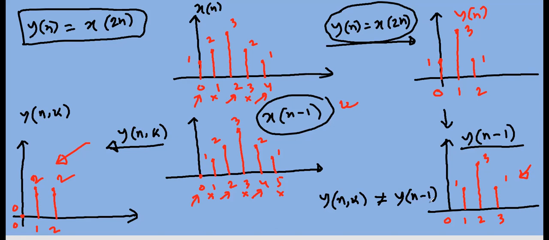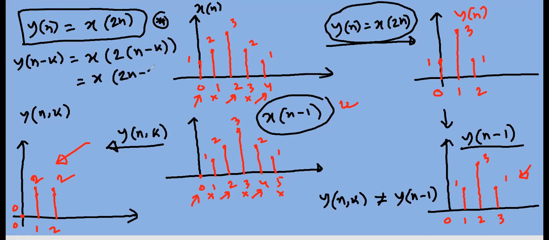Now, if I want to write it from the mathematical expression, the system definitions are given. How can we write yn minus k? It will be x twice n minus k, and it is equal to x twice n minus twice k. Now I will ask you to match it with our example, whether this expression is true or not. Let me check it with our example. That means x twice n minus k is equal to 1. That's why this is 2.